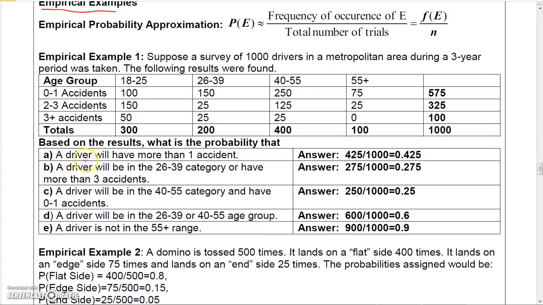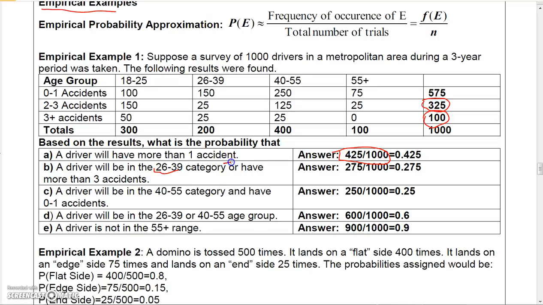Okay, so I want to know the probability that a driver will have more than one accident. Well, more than one accident would be the 325 drivers that have 2 to 3 accidents and the 100 drivers that have more than 3 accidents. So you add those two together and you get 425 out of 1,000, so the probability of that would be 0.425 in decimal.